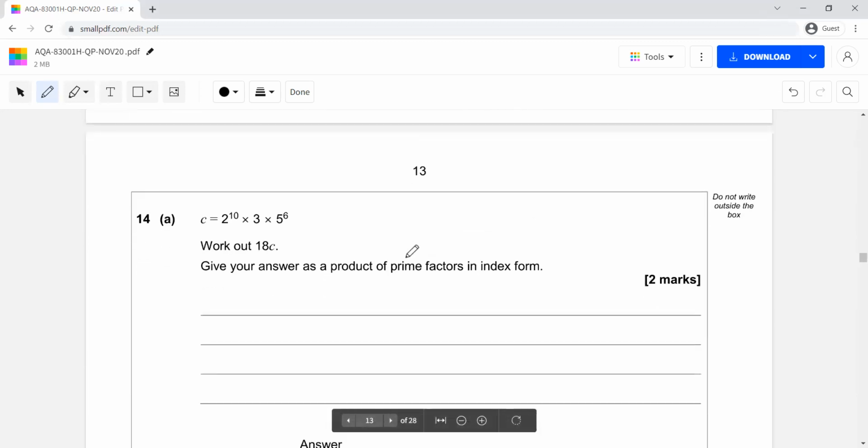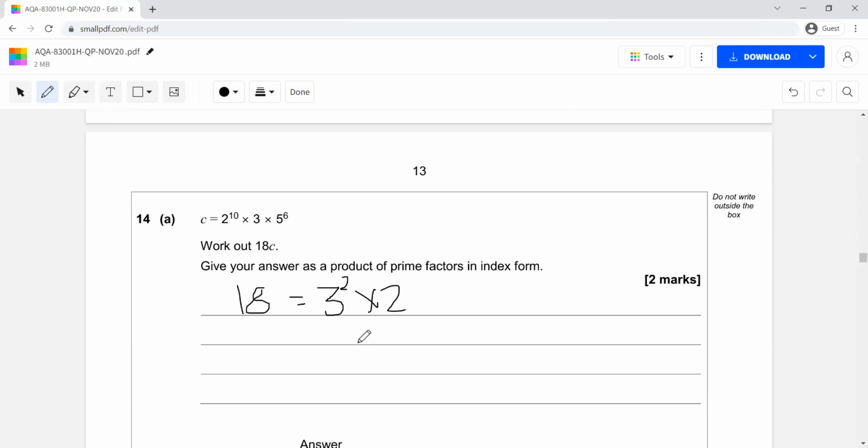Okay, question 14. C equals 2 to the power of 10 times 3 times 5 to the power of 6. Work out 18C. Give your answer as a product of prime factors in index form. Okay. So to get to 18C from C, we are multiplying by 18. And 18 as a product of prime factors is equal to 3 squared times 2. So now all we're going to do is multiply the value of C by 3 squared times 2, which means that 18C is equal to 3 squared times 2 times 2 to the 10 times 3 times 5 to the 6.